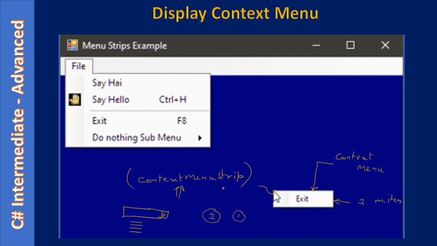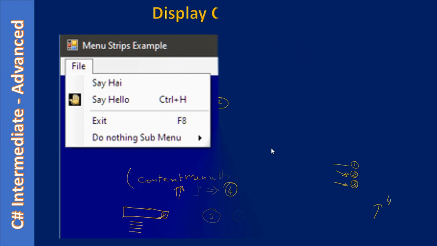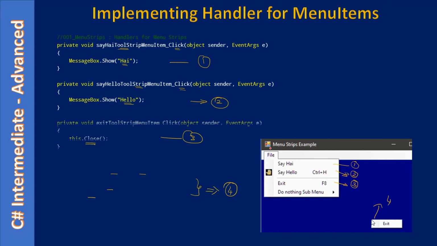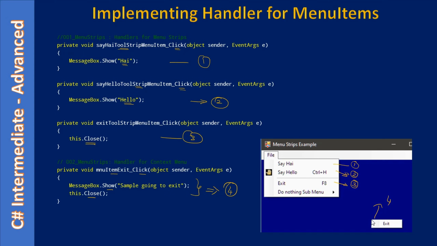After that you have to access the context menu strip property and assign your context menu strip to the context menu strip property. So here we accessed the context menu strip property of the form and assigned our context menu. Then we handled the menu items one by one. After that we executed the sample.